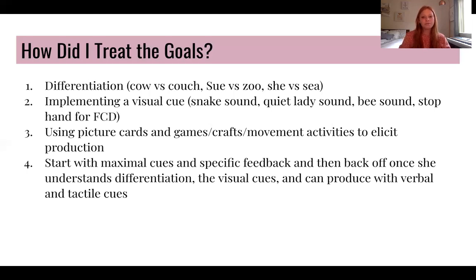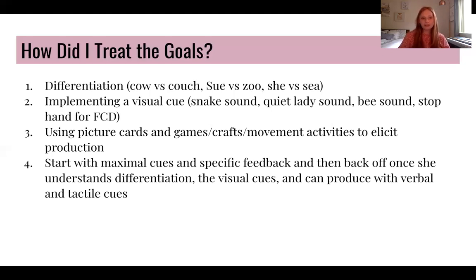Also, I would start with maximal cues and very specific feedback, and then I would back off once she started understanding the differentiation. So again, at the beginning of the semester, like I said earlier, I would literally just put a cow and a couch in front of her, and I would tell her to pick up one, and she would pick it up. And then I would have her do the same for me. And we just worked until she was able to hear the difference. And then once she understood that there was a difference, we started to back off my support a little bit, and work on her accuracy.